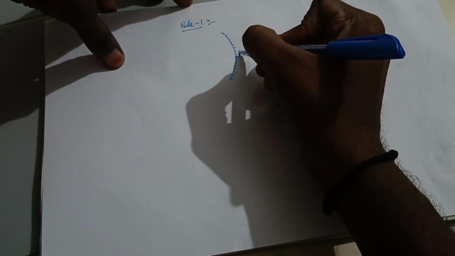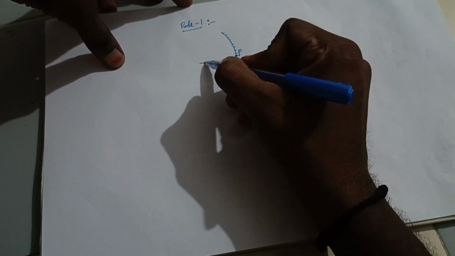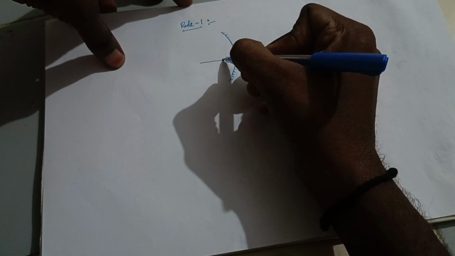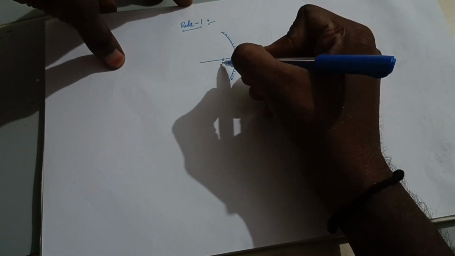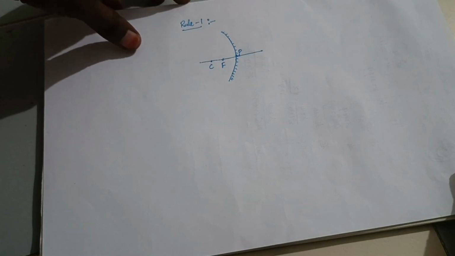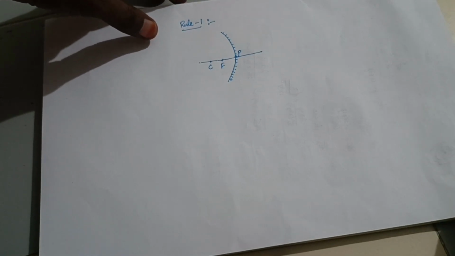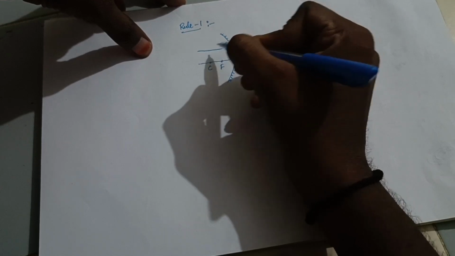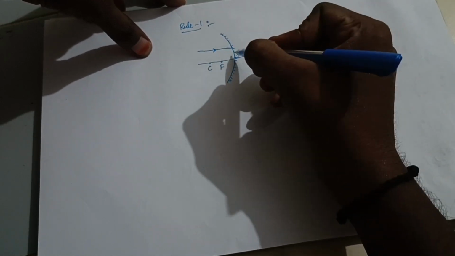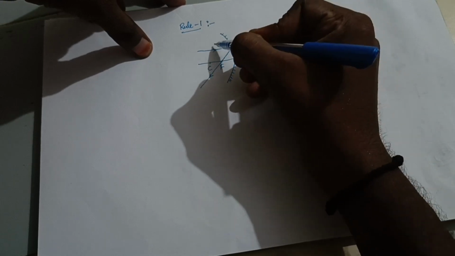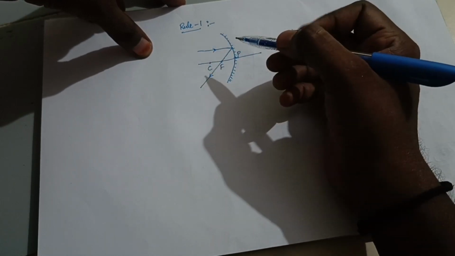So this is the center of the mirror, which is the pole, and we have an imaginary line which passes through the pole, focus and center of curvature. Okay, so when the incident ray is parallel to the principal axis, then the reflected ray will pass through the focus. So this is the incident ray and this is the reflected ray.